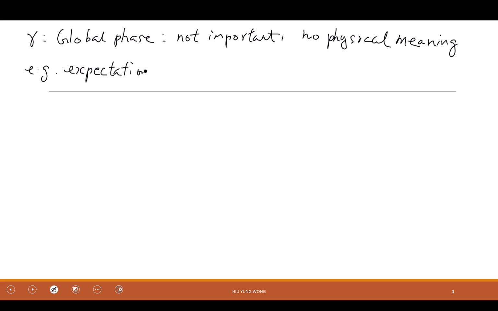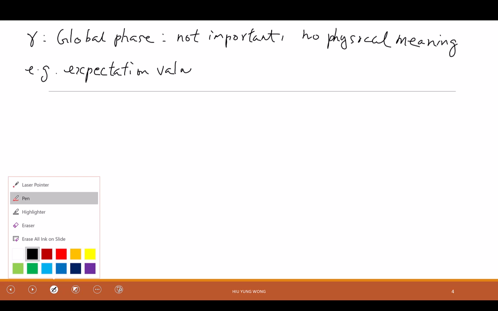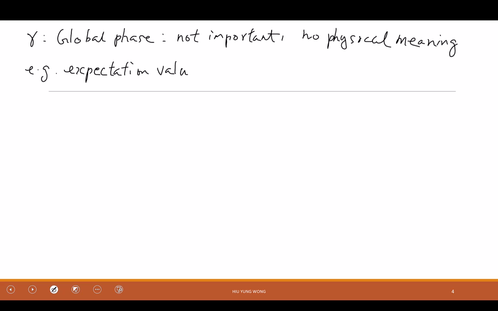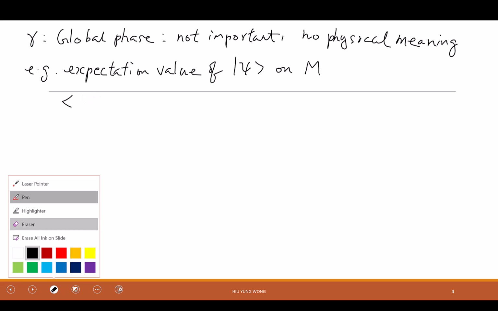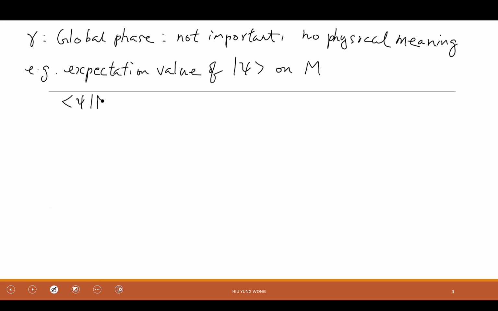What is the expectation value of psi on an operator m, right? For example, this m can be like sigma z or whatever. What is the expectation value? How do you find it? Do you remember? You sandwich psi, right? This is the expectation value. Do you remember? Forgot. Doesn't matter, right? Just remember that.